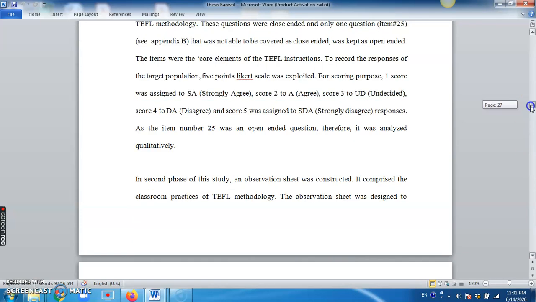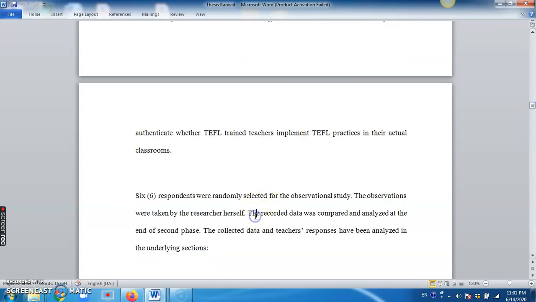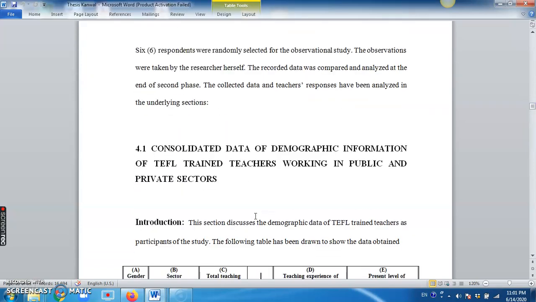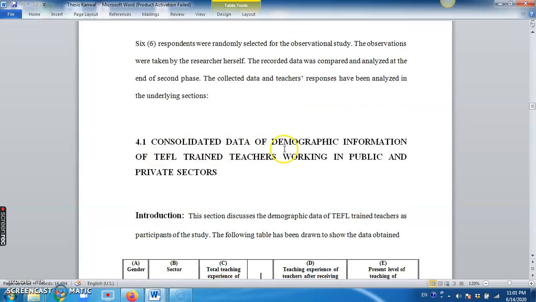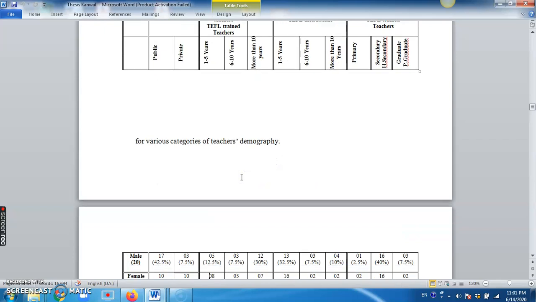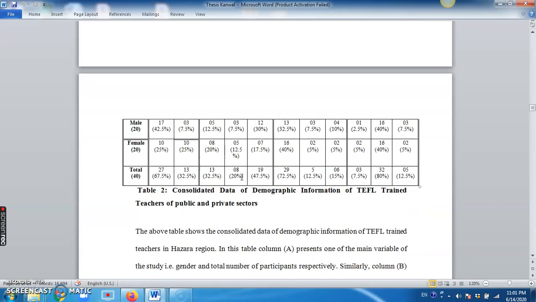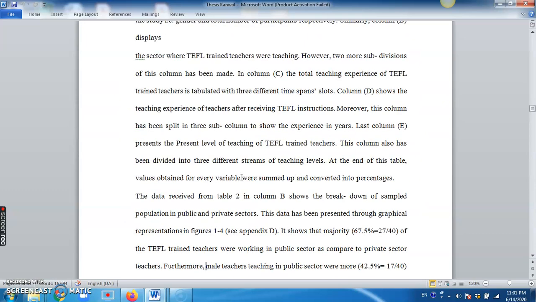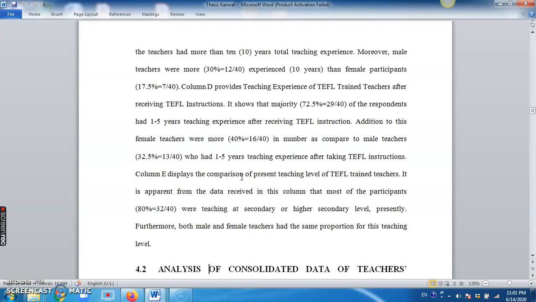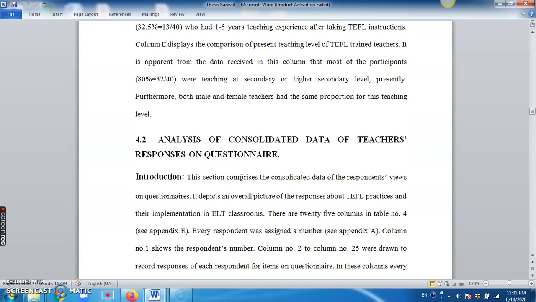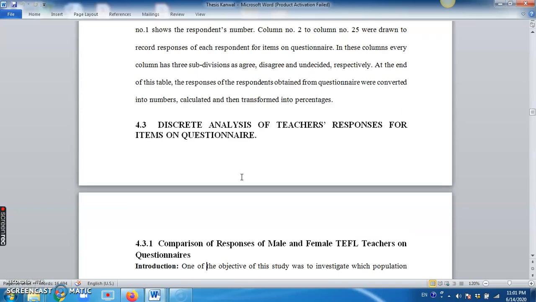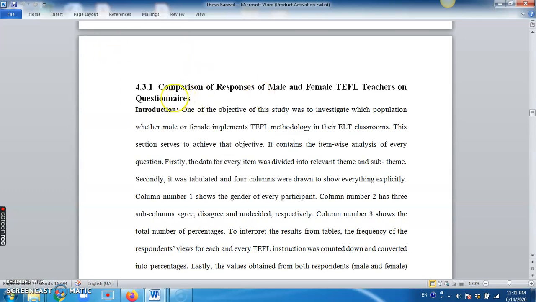Now let's see how the data has been presented. As you can see here, consolidated data of... Let me take you for it. In the next video, I'll explain. I just want to warn you towards data analysis in chapter 4. Here again it is a consolidated data of teachers' responses on questionnaire. Let me take you to an individual item. Here was an item, comparison of responses of male and female TEFL teachers on questionnaires.